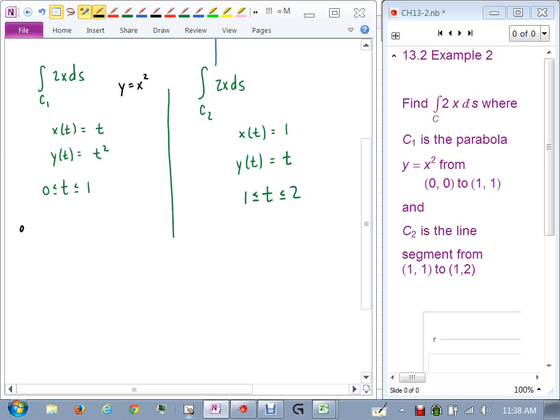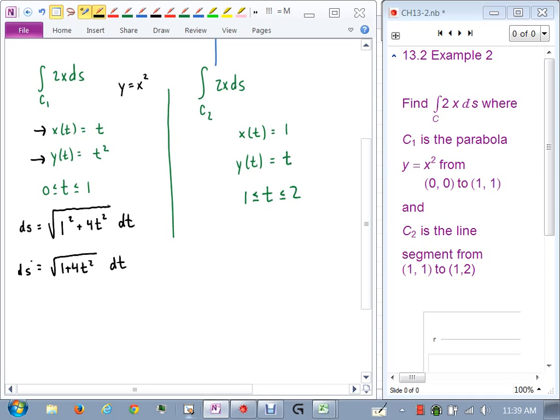All right. So let's get the derivatives and square them and do all that stuff. Let me go for ds now, because I know I'm going to need it. It's the square root of, all right, what's the derivative of x with respect to t? 1 squared plus, now the derivative of y with respect to t, 2t squared, 4t squared, dt. So that's just square root 1 plus 4t squared dt. That's ds.